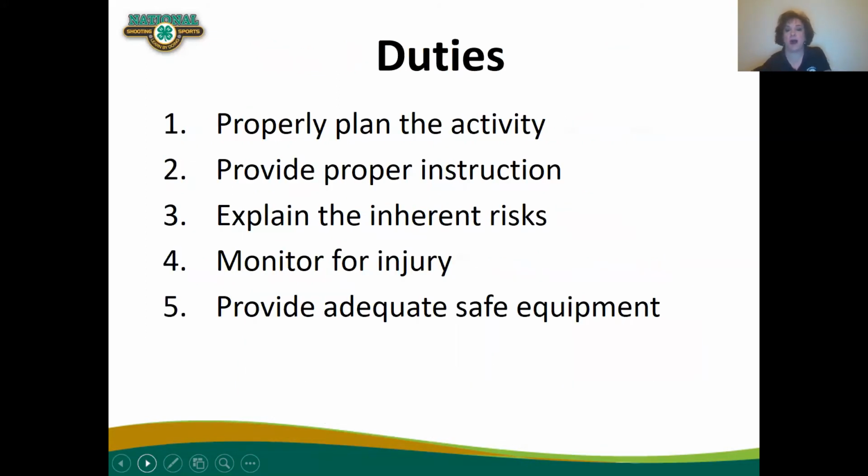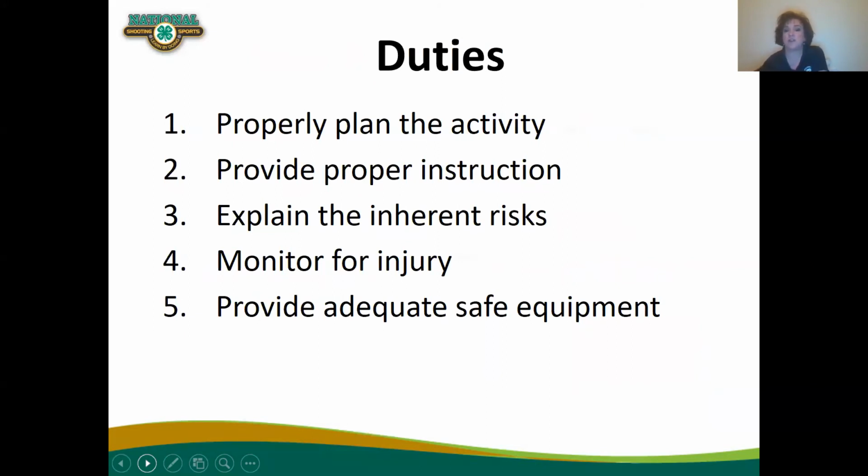Duties owed by the 4-H shooting sports instructor also include: you must properly plan for the activity. You must provide proper instruction. You must explain the inherent risks to the members. And we do have waivers. Every year, the young people sign waivers when they enroll in 4-H. But if you would like a separate assumption of risk waiver for the 4-H shooting sports program, then please talk to your county educator about that. And you can have every young person sign that.